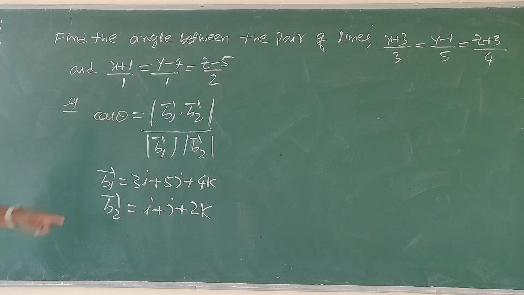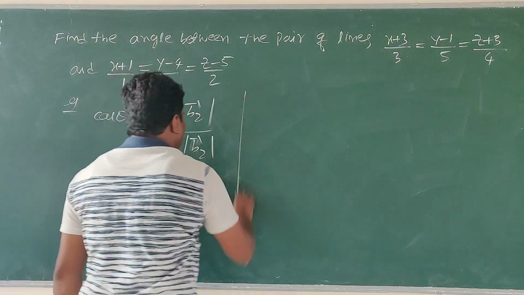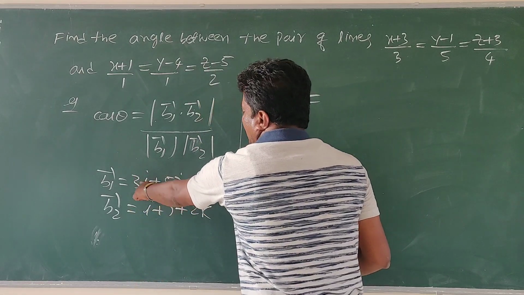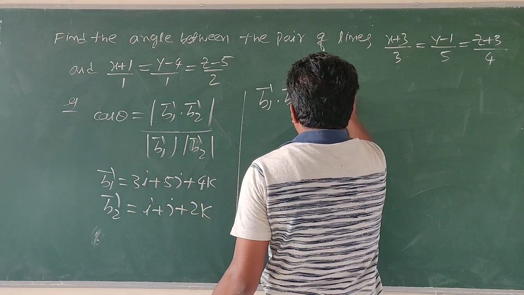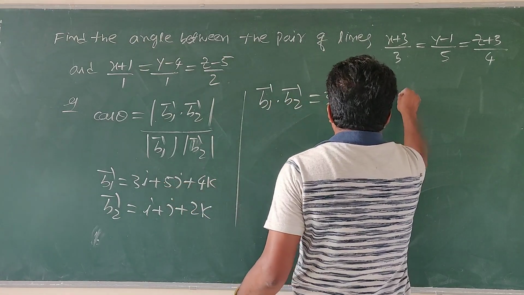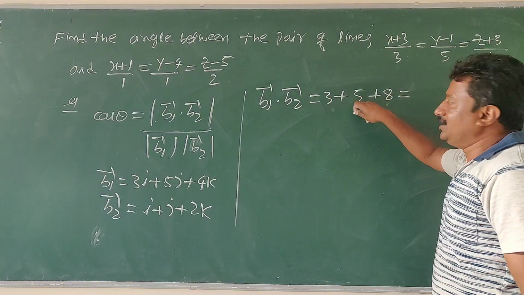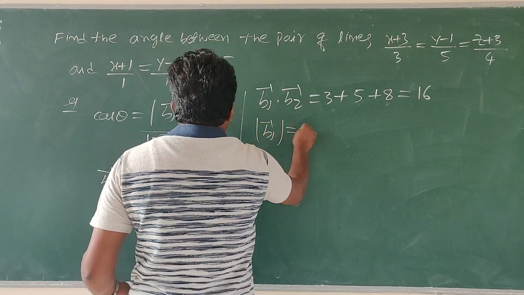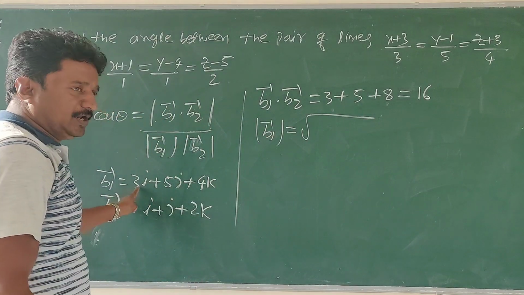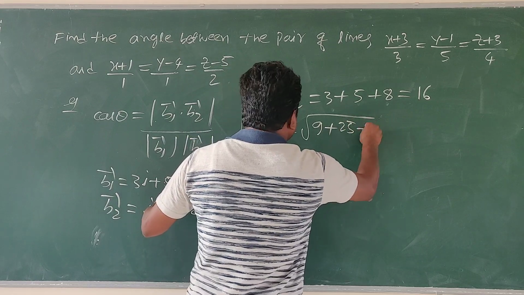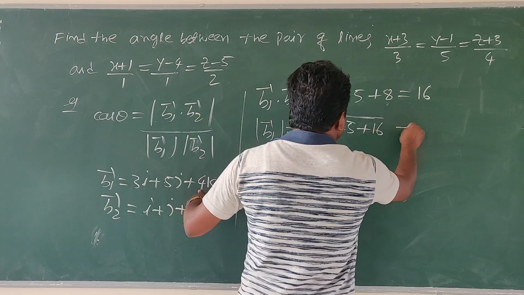Now you calculate b1 dot b2. i coefficient 3 and 1, 3 ones are 3, plus j coefficient 5 and 1, 5 ones are 5, plus 4 twos are 8. So 8 plus 3 is 11, plus 5 is 16. Calculate the length of b1. Root of i coefficient squared: 3 squared 9, plus j coefficient squared 25, plus k coefficient squared 16.